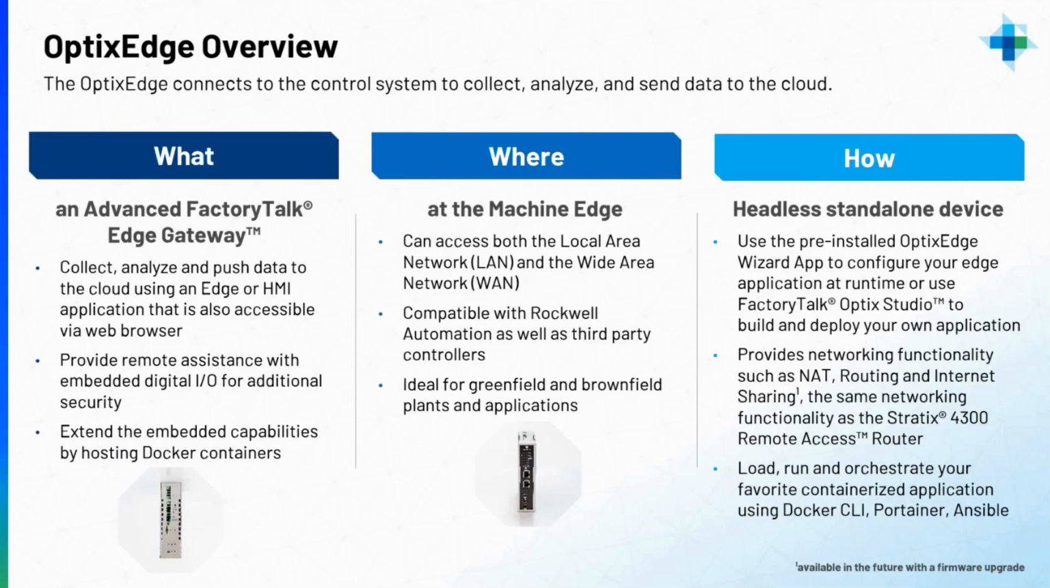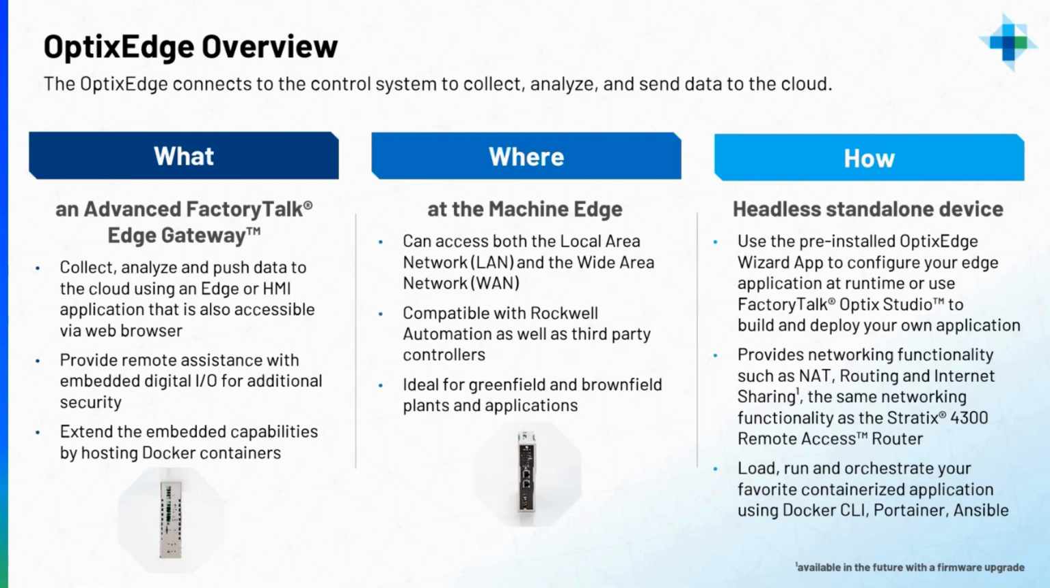You can collect, analyze, and push data to the cloud or to your enterprise layer. It can act as your remote access gateway using FactoryTalk Remote Access. It also supports two independent Ethernet ports. So you can have one dedicated for your OT network on the LAN side, and you can have the other Ethernet port connected to your internet, for example, as your WAN. So if you want to send out emails or if you need to connect to the cloud, the Optix Edge can do both. And finally, Optix Edge does something that the embedded edge can't, which is providing some standard network functionality, right? Network address translation, it could do some routing and internet sharing.